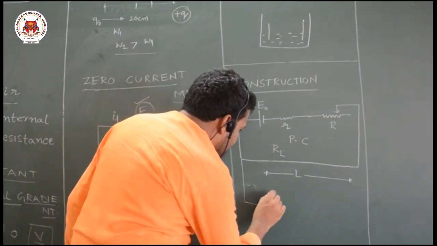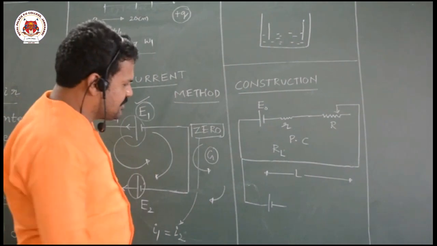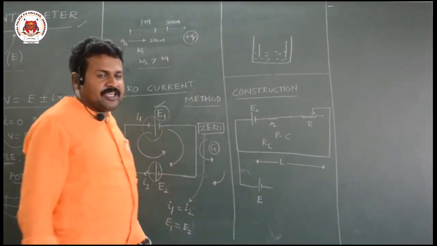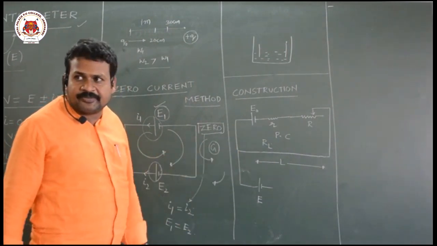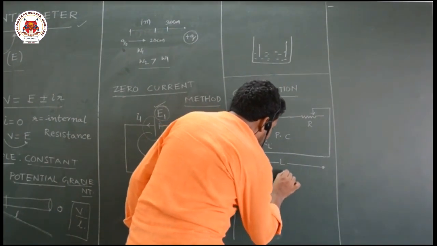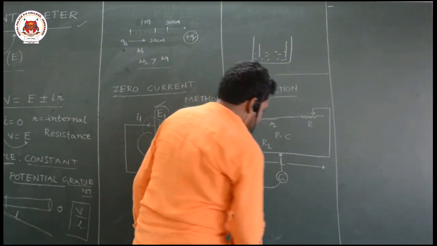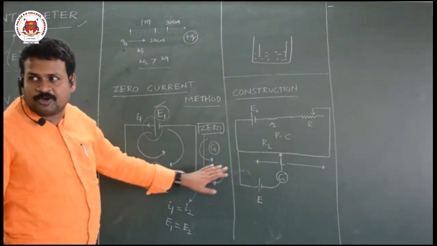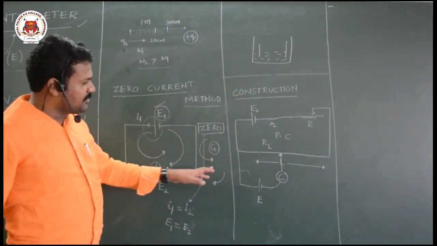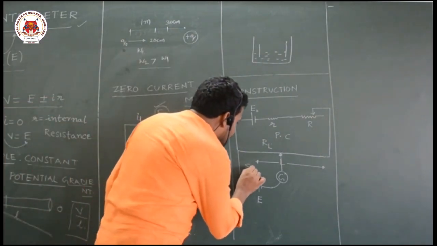we will take this cell whose EMF has to be determined. Let us take a cell whose EMF is E. I will take this cell whose EMF has to be determined. This is connected to a galvanometer, which is in turn connected to a movable pin called a jockey. So this is called the secondary circuit.